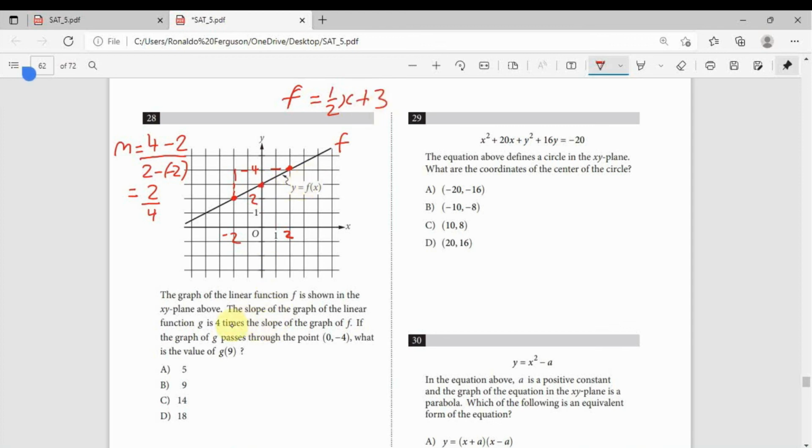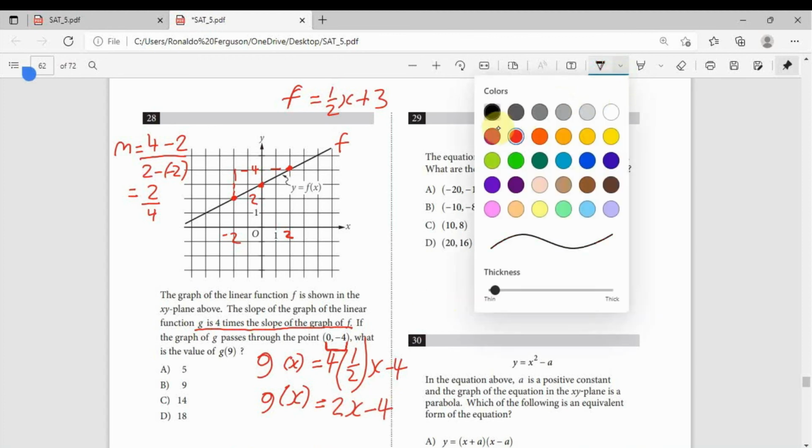Now notice what they said. They said that the gradient of g is 4 times the slope of f. So they're telling us that g of x has 4 times the gradient of f. So 4 times a half, that's the gradient of g times x. And then they tell us the y-axis intercept, because they say when x is 0, the y value is 4. In other words, g of x is 4 times a half, 2x minus 4.